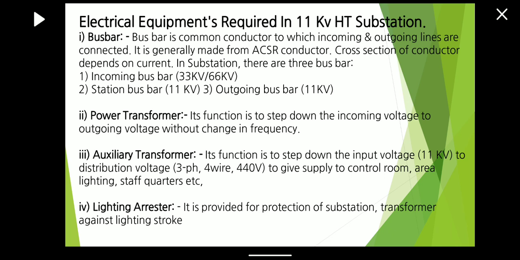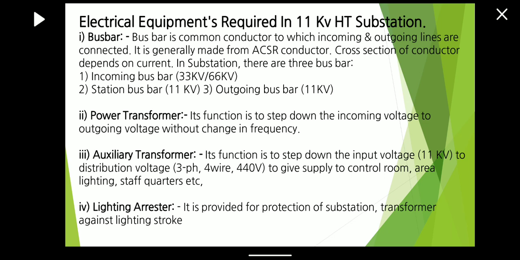Then the second equipment of the 11 kV substation is the power transformer. The function of the power transformer is to step down the incoming voltage to the outgoing voltage without changing frequency. Then the third one is the auxiliary transformer. The function of the auxiliary transformer is to step down the input voltage of 11 kV to the distribution voltage of 3 phase 4 wire 440 volt to give supply to the control room, area lighting, staff quarters, etc.